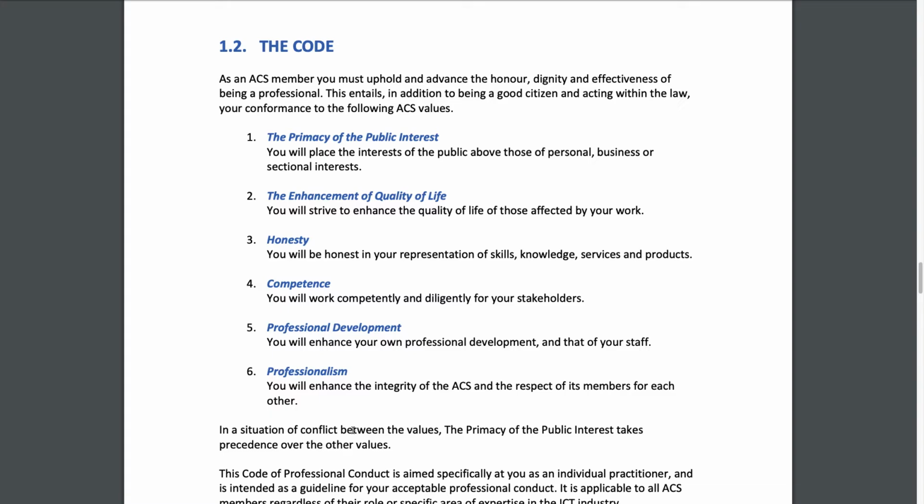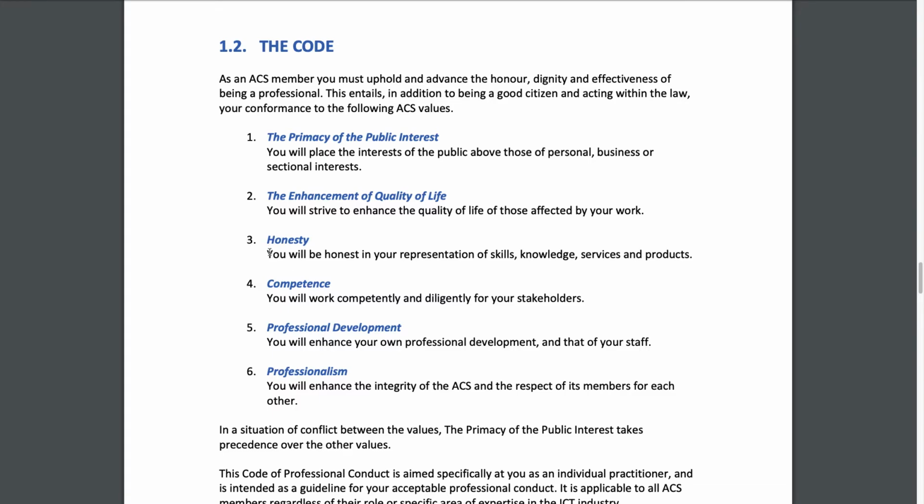Number 2, make sure you work to your business and personal goals. The second rule there you can see is to enhance the quality of life. What we do, we need to try and make things better for people. Either make things easier, faster, more efficient, in some way make their lives better by the work that we do.